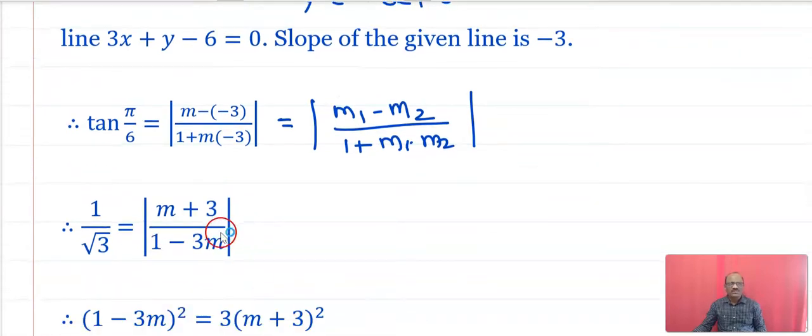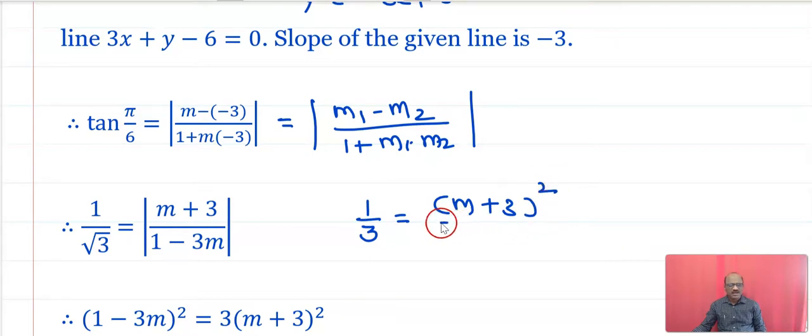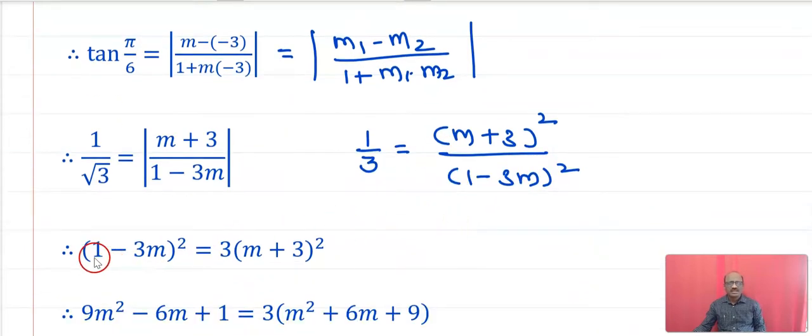Now to evaluate this, squaring on both sides. If we square on both sides, then what you will get here is 1 by 3, and the square means (M plus 3) bracket square upon (1 minus 3M) bracket square, and then cross multiplication. Then you will get (1 minus 3M) bracket square is equal to 3 in bracket (M plus 3) bracket square.